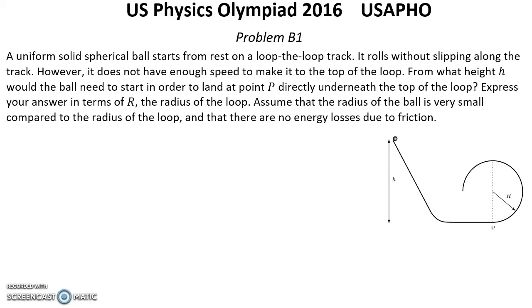From what height h would the ball need to start in order to land at point P directly underneath the top of the loop? Express your answer in terms of r, the radius of the loop. Assume that the radius of the ball is very small compared to the radius of the loop and that there are no energy losses due to friction.